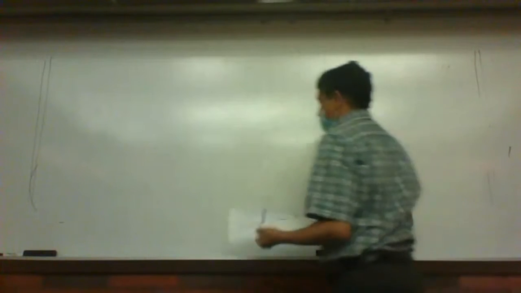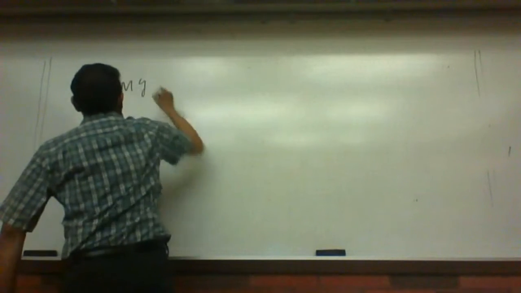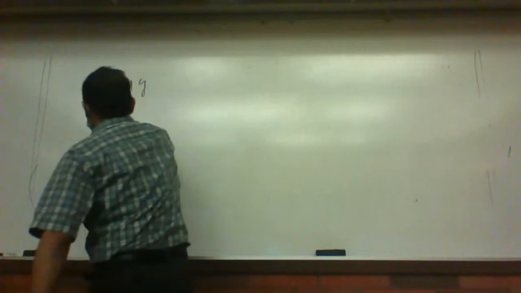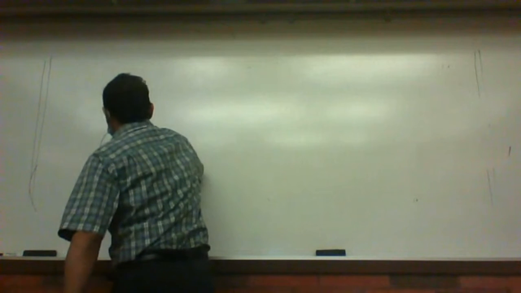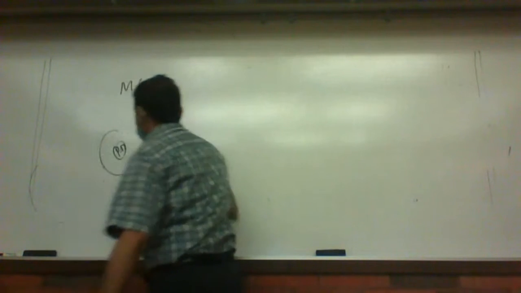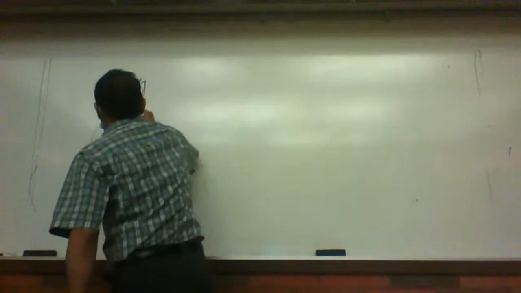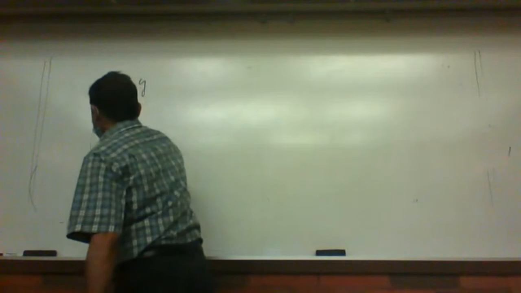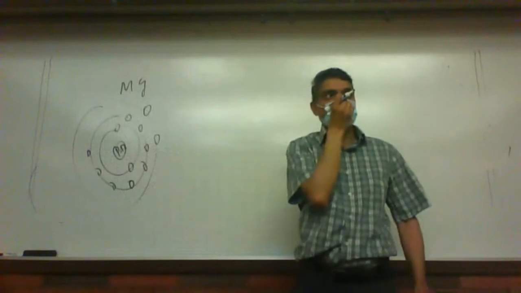They were talking about magnesium there. So let's talk about magnesium. This is magnesium. This is the proton, neutron. Proton is 12, so there are 12 protons in magnesium. In the first orbit there are 2 electrons, then 8 in the next, and in the outer there are 2 electrons. So magnesium looks like this, right?